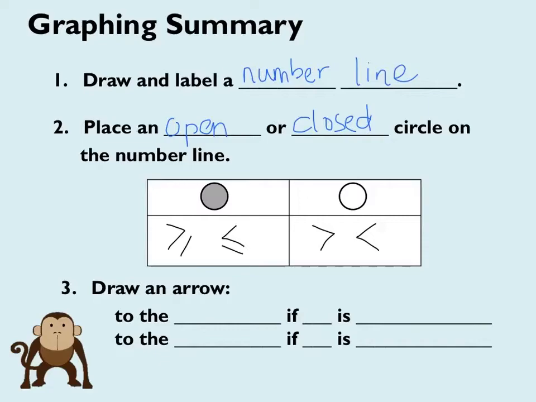Next, you draw an arrow to the right if x is greater than the value you get in your solution, and you draw an arrow to the left if x is less than the value you get as part of your inequality solution.